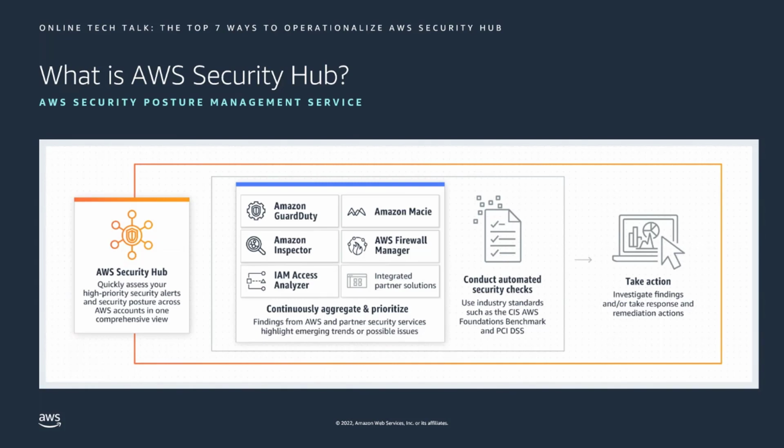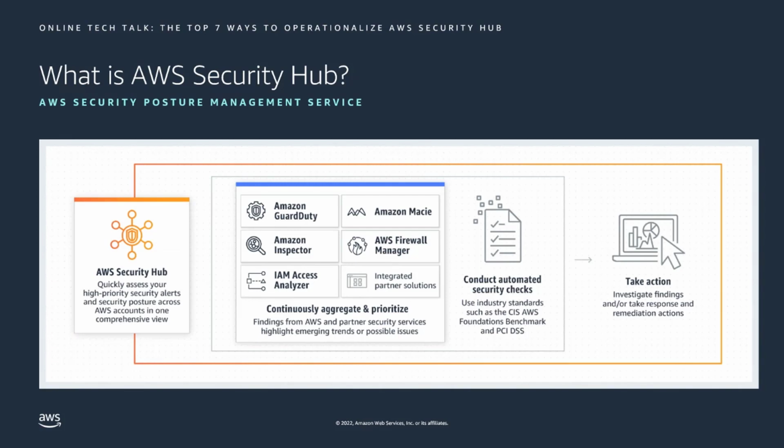Another capability of Security Hub is the automated security checks. Security Hub can proactively do automated continuous checks in the account once you enable standards such as AWS Foundational Security Best Practices, AWS CIS Foundations Benchmark, or PCI DSS standards.